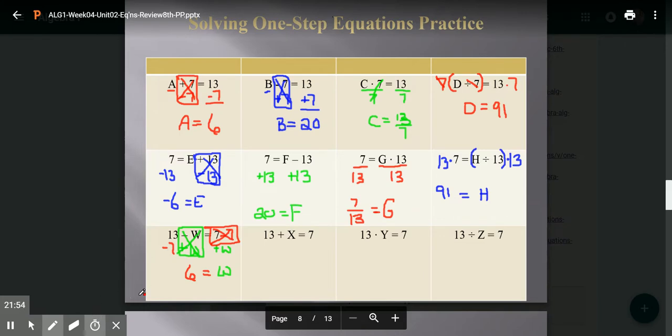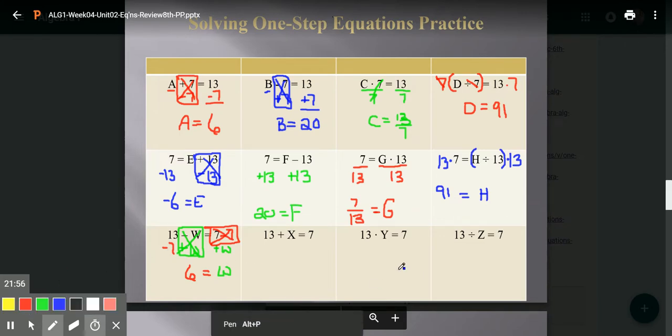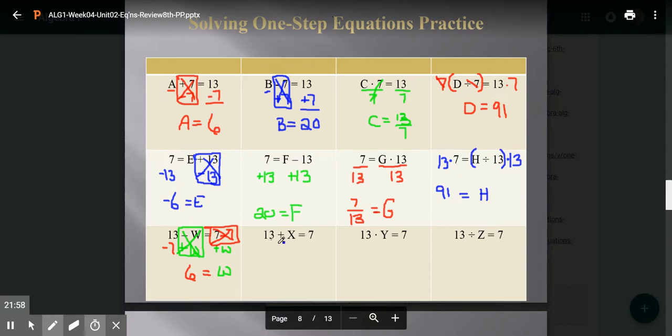Okay. And then for this one, we're adding 13. The inverse of that, the opposite, would be to subtract 13. Do that to both sides. And we're left with x is equal to -6.